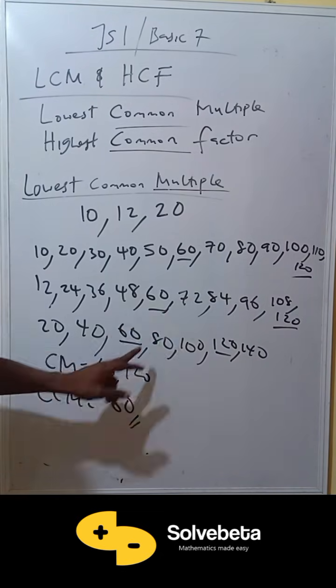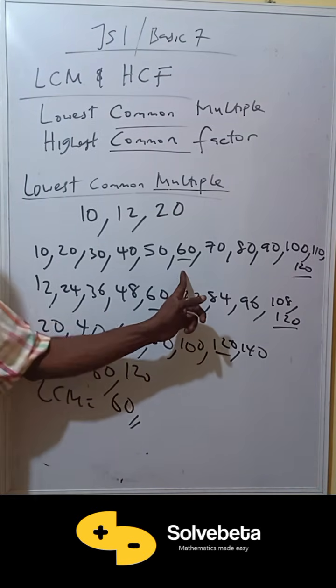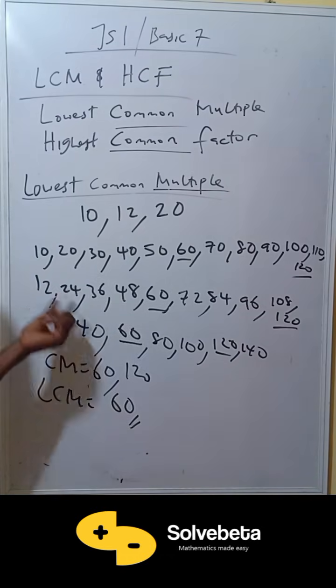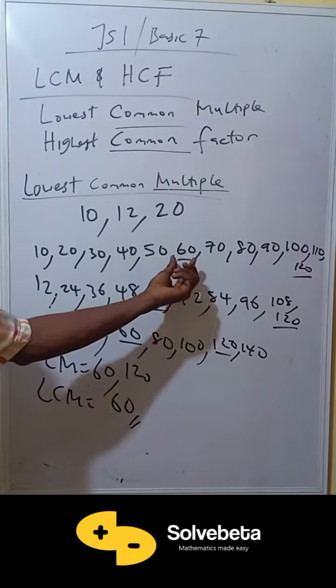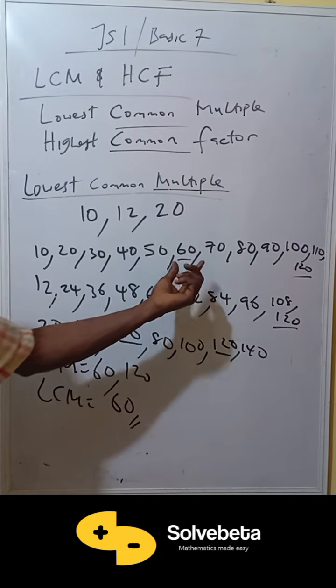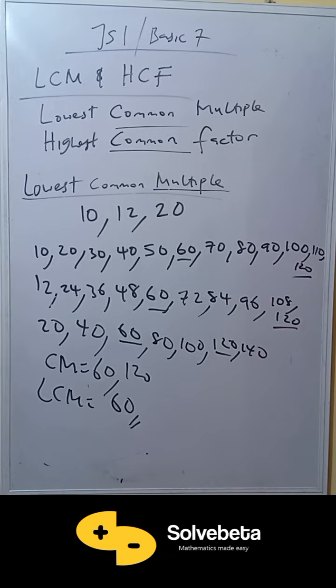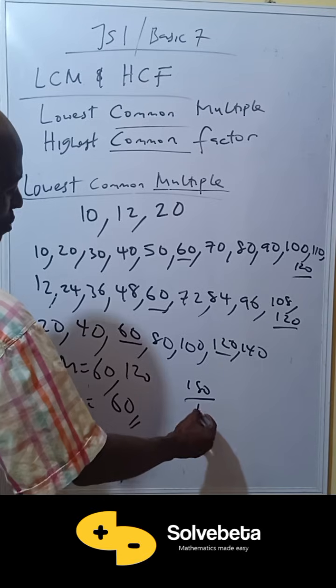If 60 is a common multiple of these, it means that if I multiply 60 by 2, I'll get 120. 120 is a multiple of this, and 120 is also a multiple of this. If I multiply 60 by 3, 180. 180 is a multiple of this. Can 180 be divided by 12? Yeah, 180 can be divided by 12.